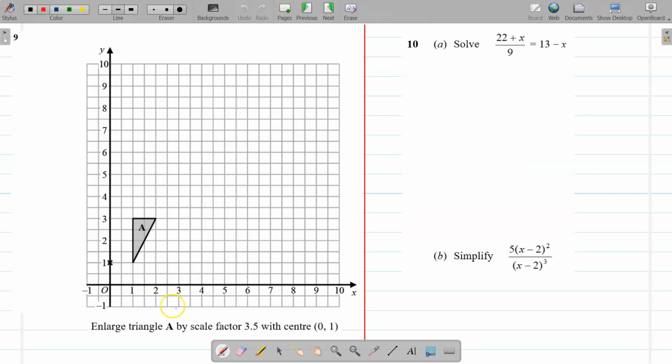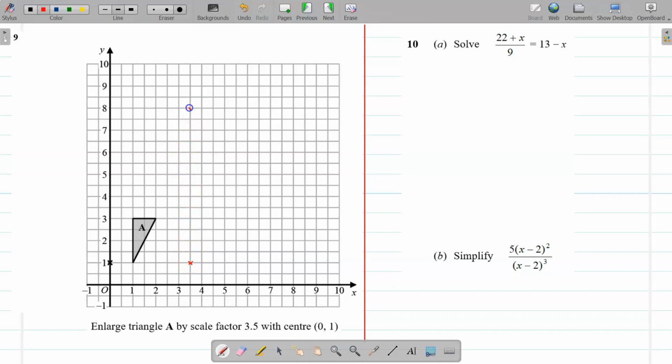This is about an enlargement. Now you've got the centre of enlargement and the scale factor. Okay, so all you need to do is say, well, if that's 1 unit away, it's going to be 3.5 units away on the enlargement. So from that centre of enlargement, I got to go to 3.5. Okay, and the height of this is 2 units from 1 to 3, so the height of the new one must be 2 times 3.5, which is 7. So it's going from 1 up to 8.